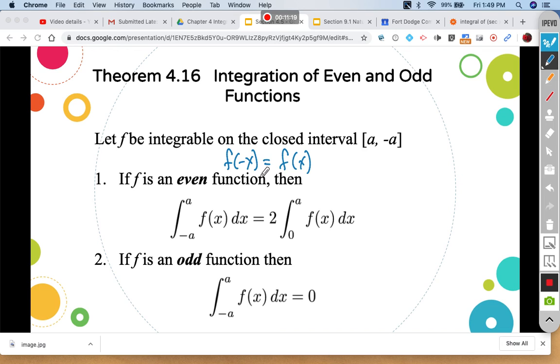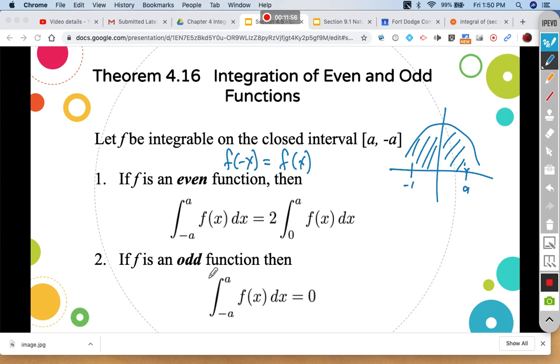An even function is symmetrical about the y-axis. So maybe just draw this with an example of an even function here. This side is exactly equal to this side. So if we're going from negative a to a, this area and this area have to be the same because it's symmetrical. It's even. So instead of going from negative a to a, you can just go from 0 to a and double it because of symmetry. That's all this function says.